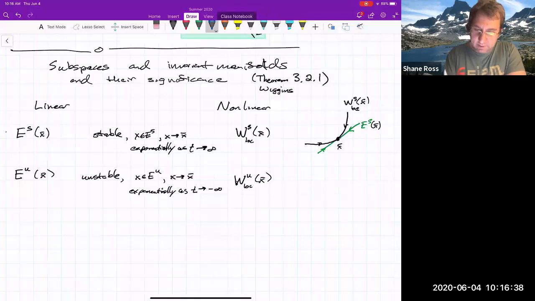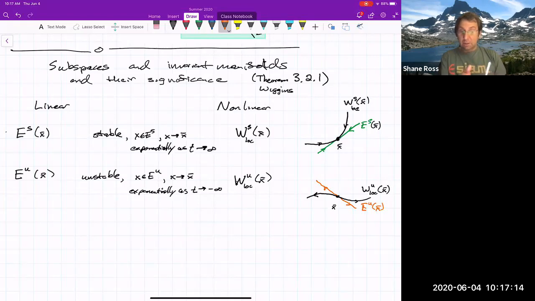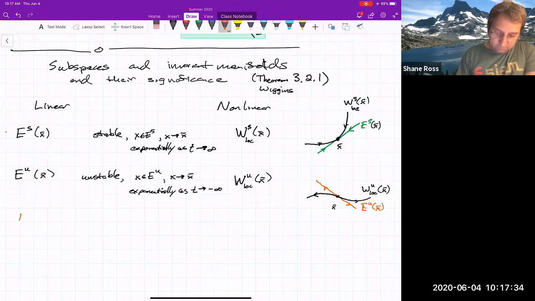All right. Just to do another sketch, here's EU, and there's X bar. Then there's a curved surface that's tangent to EU, and that is the local unstable manifold. The behavior along both the linear subspace and the nonlinear manifold is the same, so you get this sort of exponential thing. Usually we call it unstable because going forward in time, things are exponentially leaving the vicinity of the equilibrium point. All right.